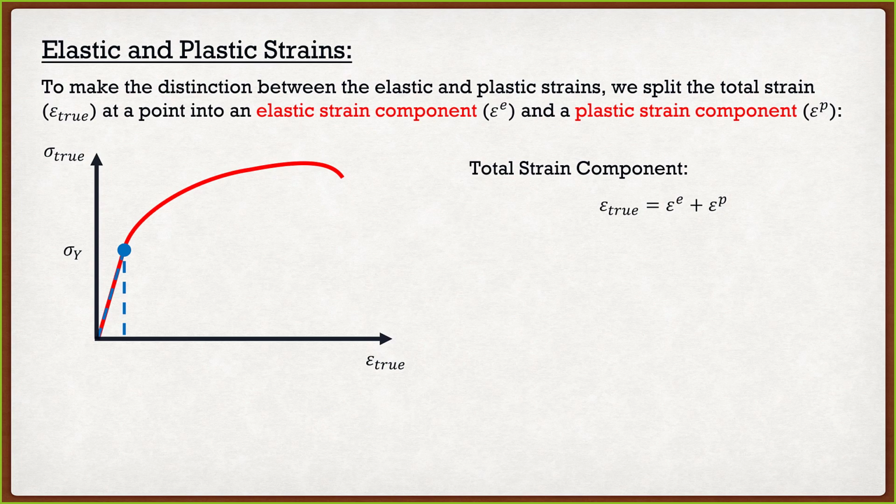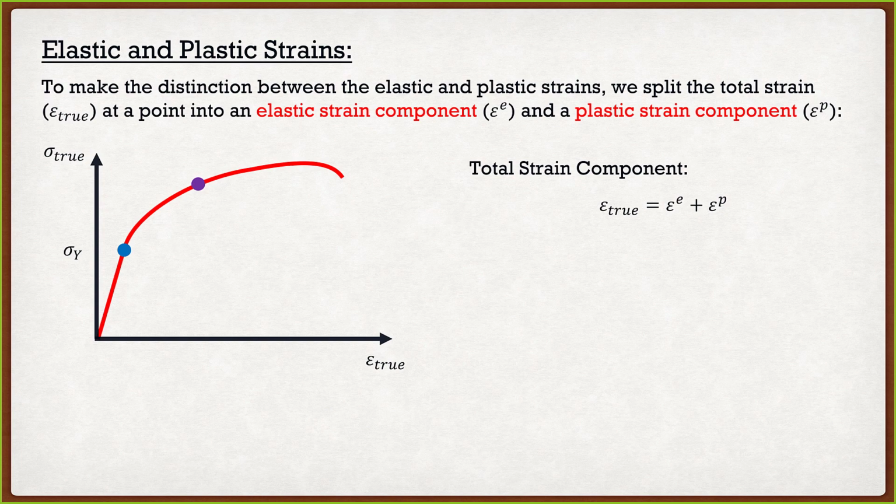I got a lot of direct messages and normal messages saying zero. You guys are completely correct. It'd be absolutely zero because it goes back down to zero. So what we'd say is this right here is going to be our elastic strain. And in this region right here, our true strain is simply our elastic strain. Nice and simple.